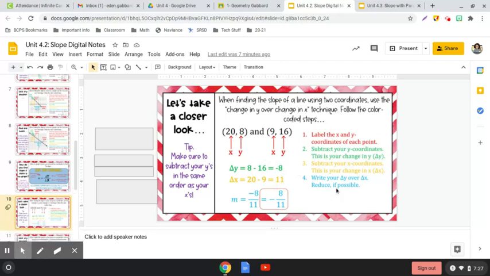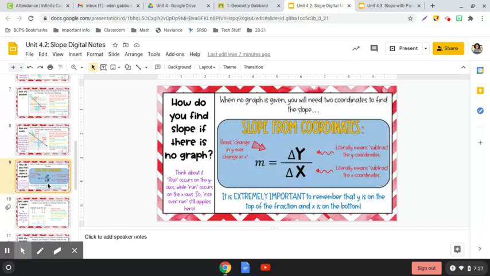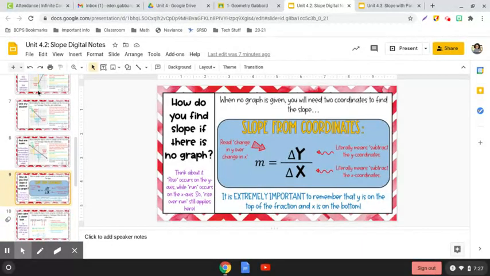You have color-coded steps to find the slope from coordinates and from a graph on your 4.2 notes. So make sure you have those handy if you need them.